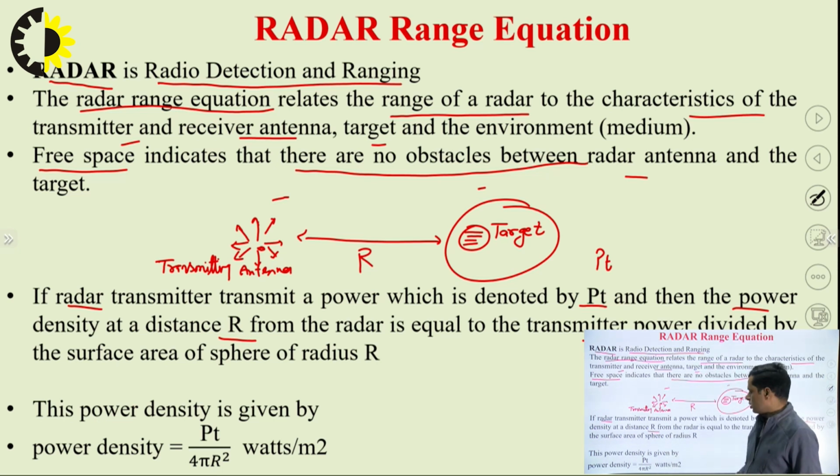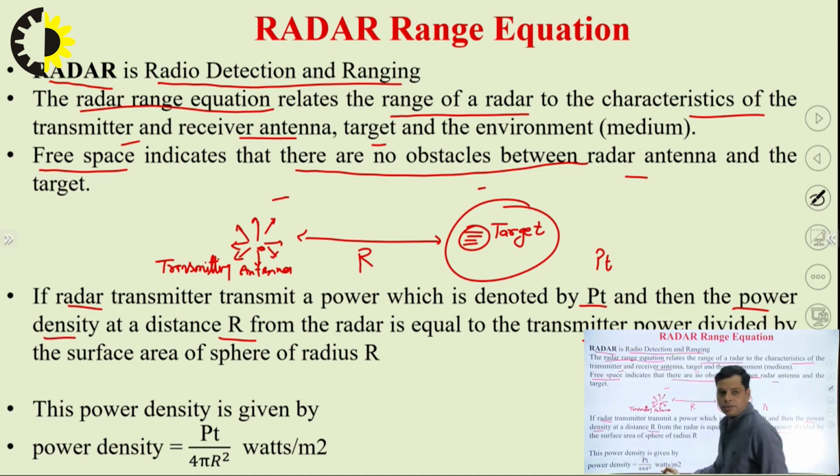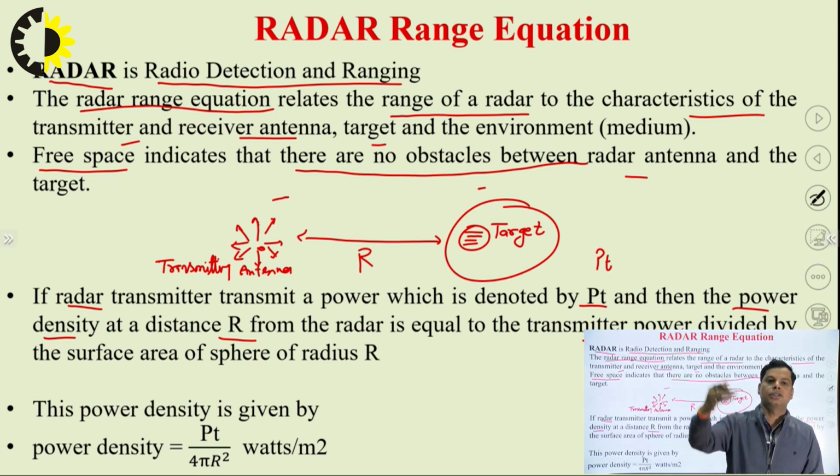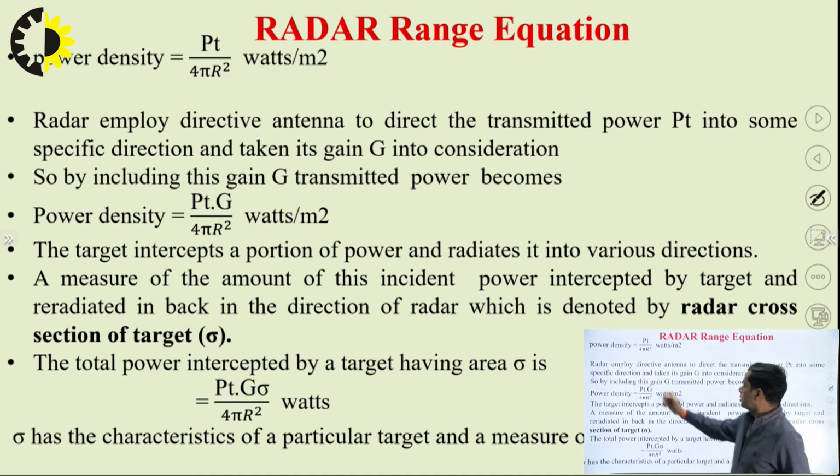Simply we can write it like this: the power density is given by PT divided by 4 pi R square. That is the power density at a distance R from this antenna, with the value PT upon 4 pi R square watts per meter square. I am mentioning the same expression that I discussed in the previous slide again for reference.